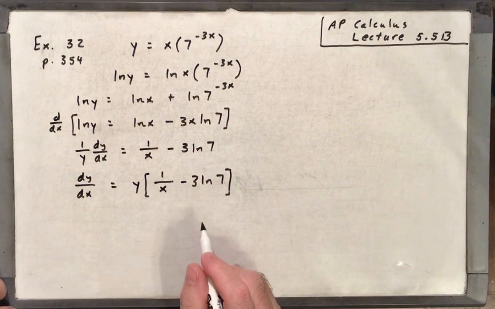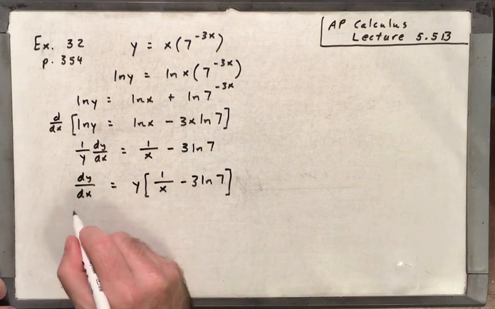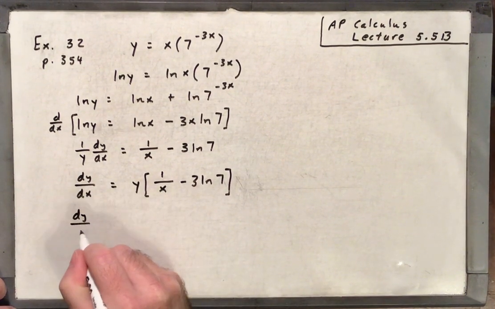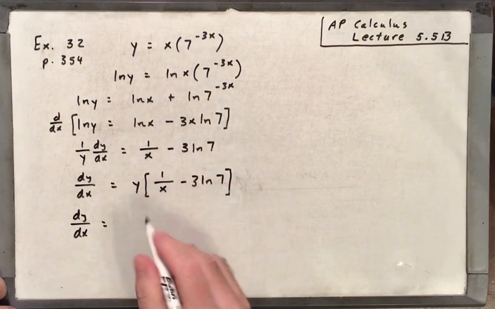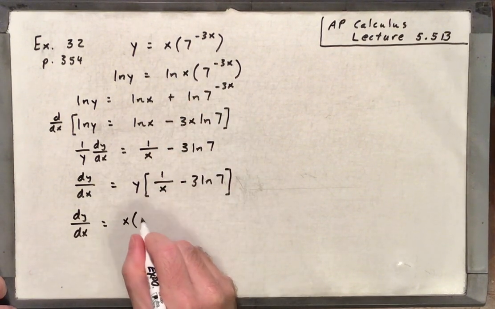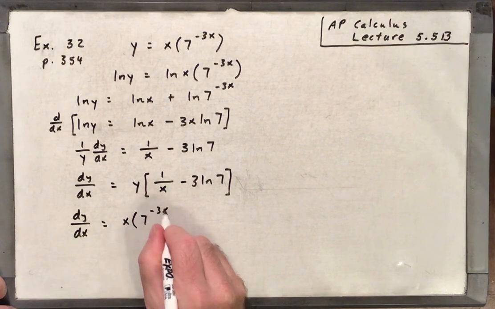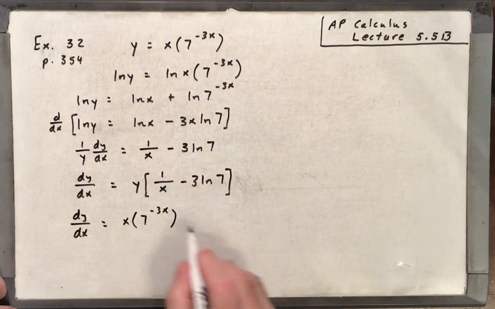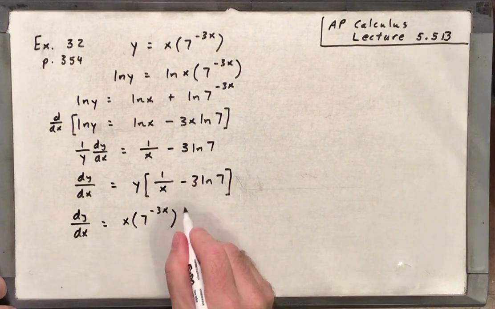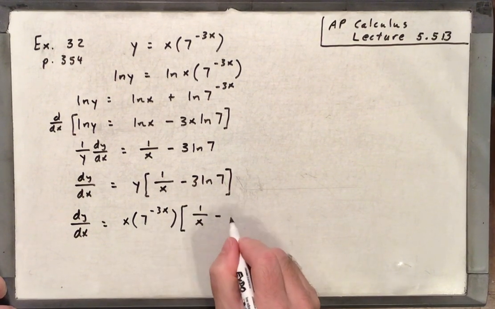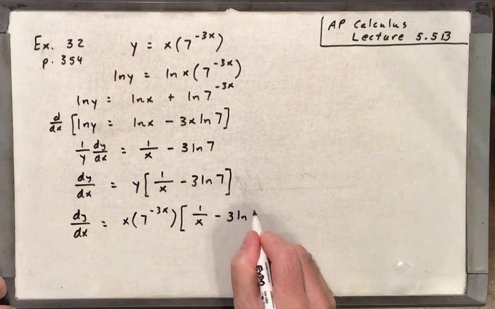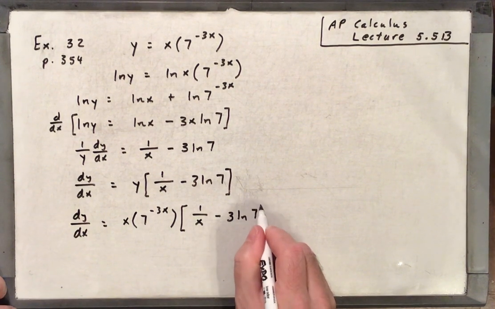Now in this case, let's go ahead and plug in here for y. So dy dx, we have x times 7 to the minus 3x. So that's our y value, and now we'll write in 1 over x minus 3 natural log 7.